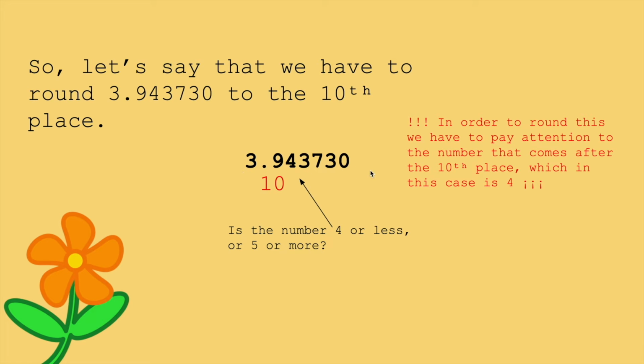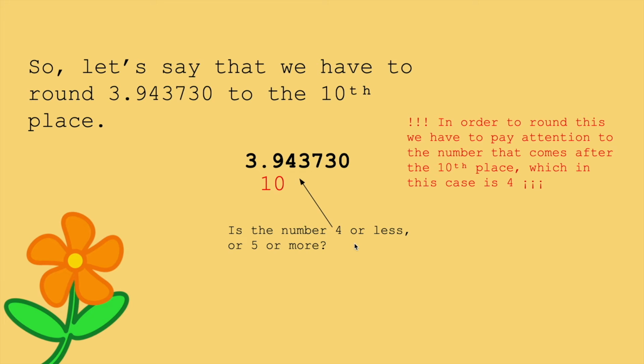In our value here, we're being asked to round to the 10th place. And as you can see, I placed my 1 right under my decimal, and then I placed a 0, which gives us 10, which represents our 10th place. So paying attention to this number here, because this is a number that determines whether we let 9 rest, or whether we raise the score. Is the number 4 or less, or 5 or more? And we can see that this number is actually 4, which means that we are going to let it rest.